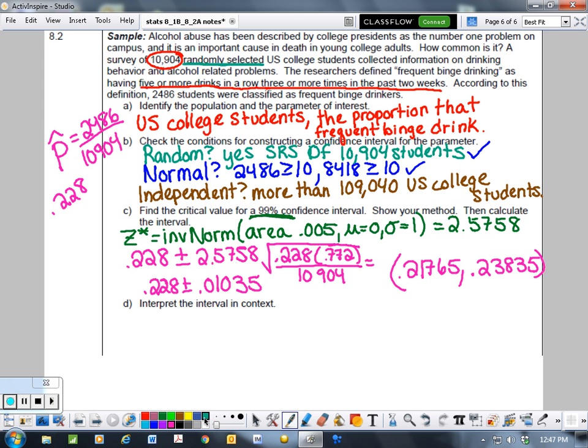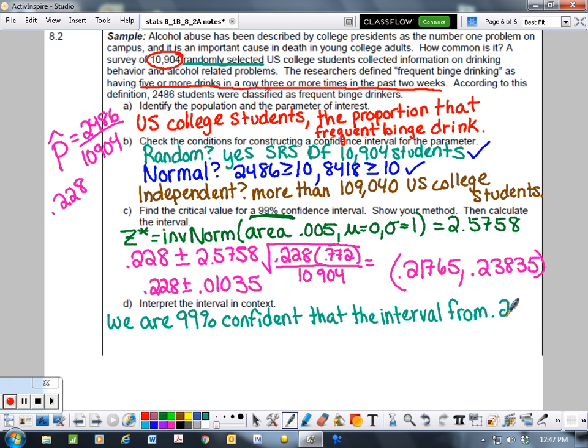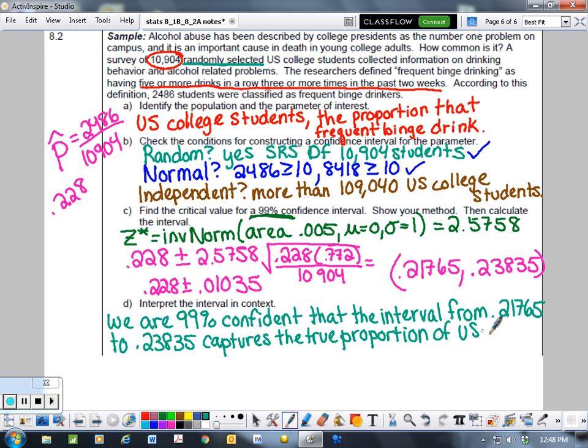So now if we're going to interpret this in context, we are 99% confident that the interval from 0.21765 to 0.23835 captures the true proportion of U.S. college students that are frequent binge drinkers.